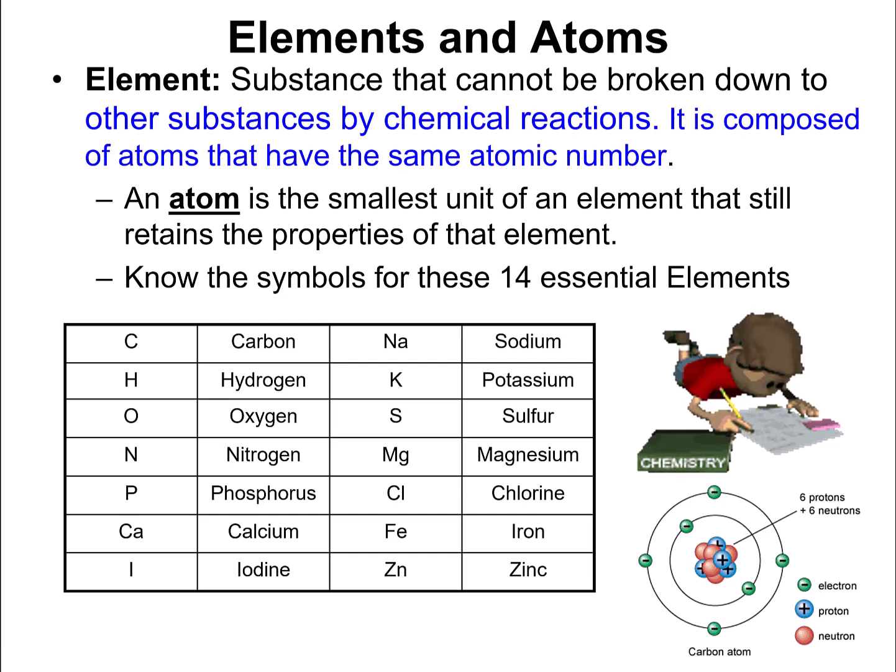Now an atom is the smallest unit of an element that still retains the properties of that element. And atoms, of course, as I said, they have a nucleus. A nucleus can have protons and neutrons in it. And then orbiting that nucleus are the electrons. You need to make sure you know the symbols of these 14 essential elements. We've got carbon, hydrogen, oxygen, nitrogen, phosphorus, calcium, iodine, sodium. You need to know the symbol that matches the name. So you want to make sure you know these.